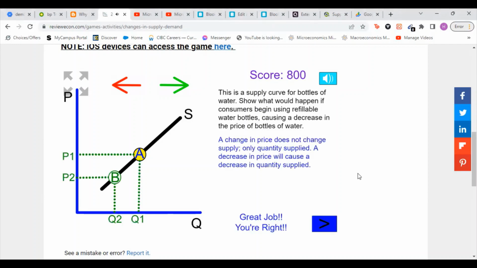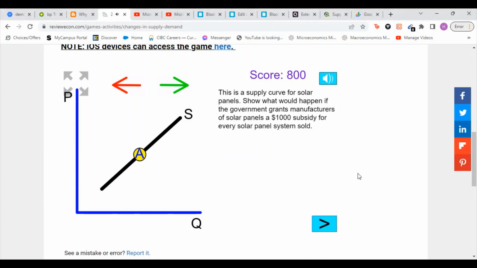Great job. So then this is a supply curve for solar panels. So what would happen if the government grants manufacturers of solar panels a $1,000 subsidy for every solar panel system sold? So what would happen if they had a subsidy? What happens? Yeah, that's great. You got it.